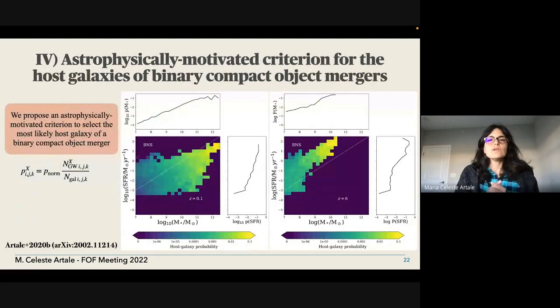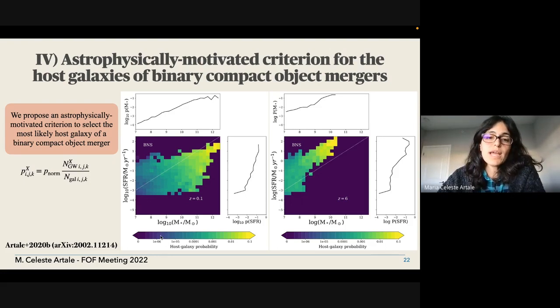With all this analysis, we provide an astrophysically-motivated criterion for the host galaxies. So we created, in a third paper, some catalogs to provide the properties where it's more likely to detect a binary compact object. In particular, these 2 plots are for binary neutron stars at redshift 0.1 and 6, and they show the star formation rate as a function of the stellar mass of the galaxies, and the color code represents the host galaxy probability.